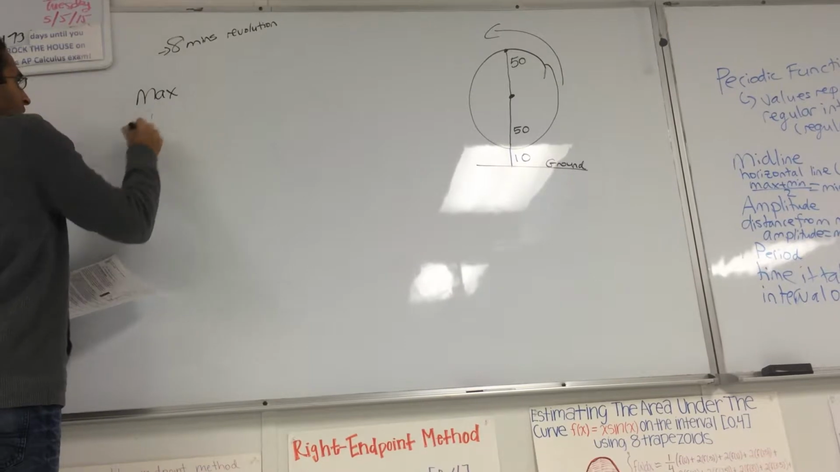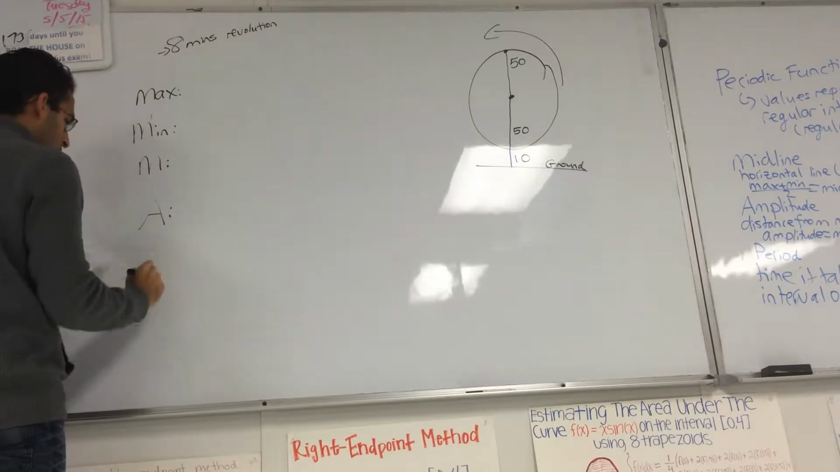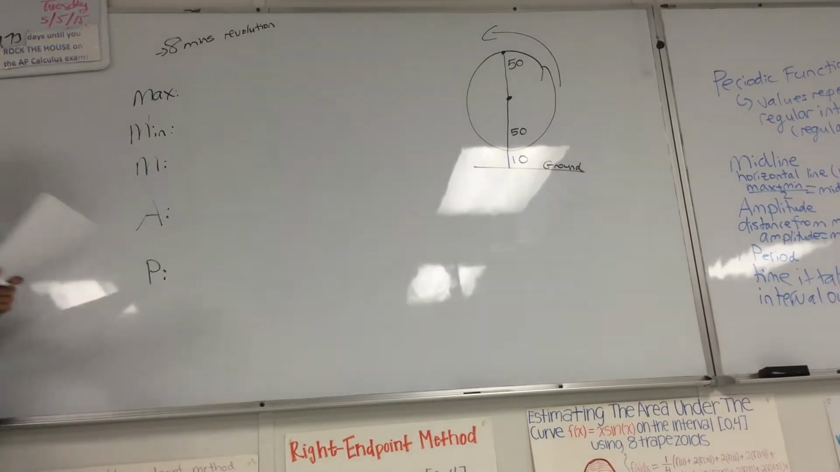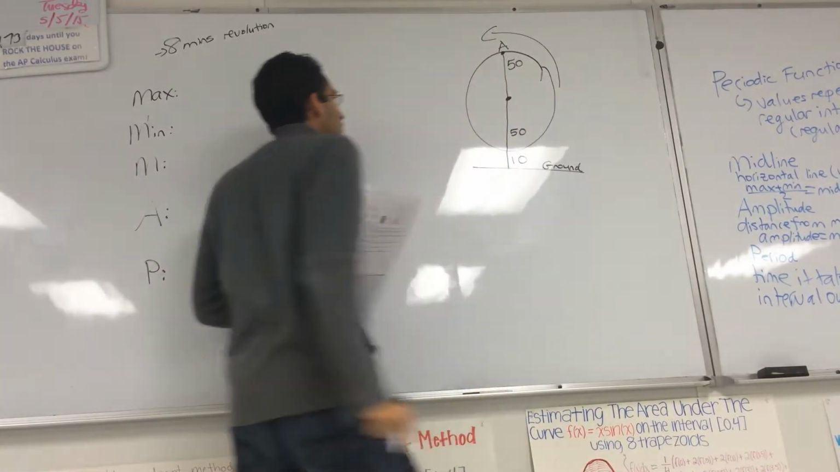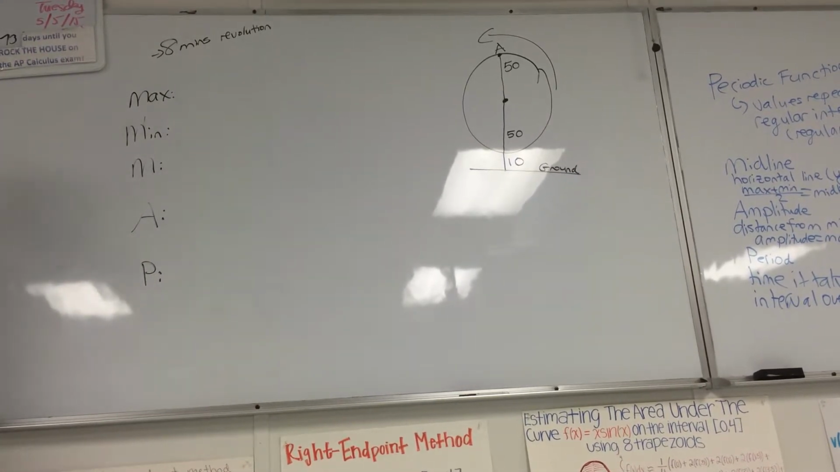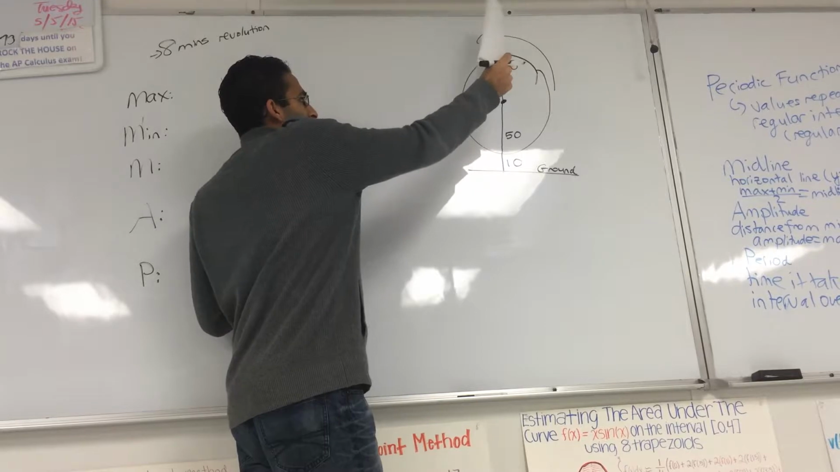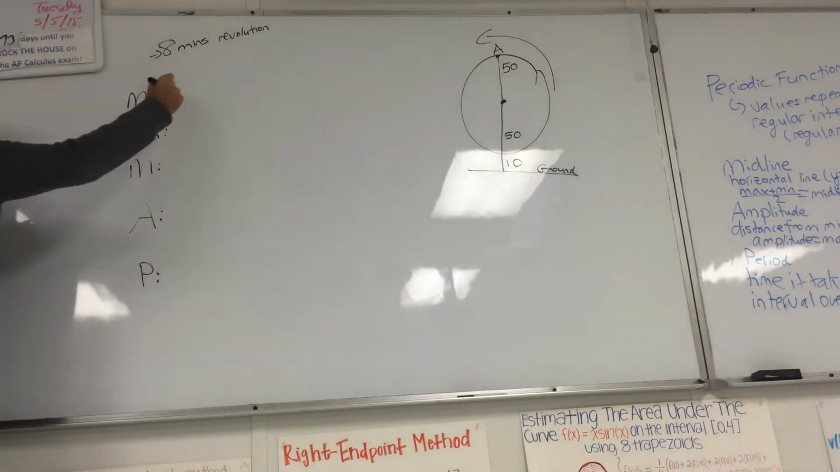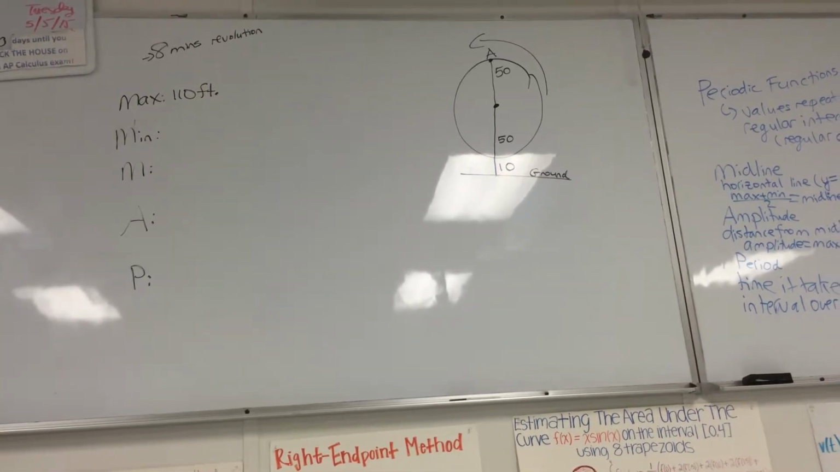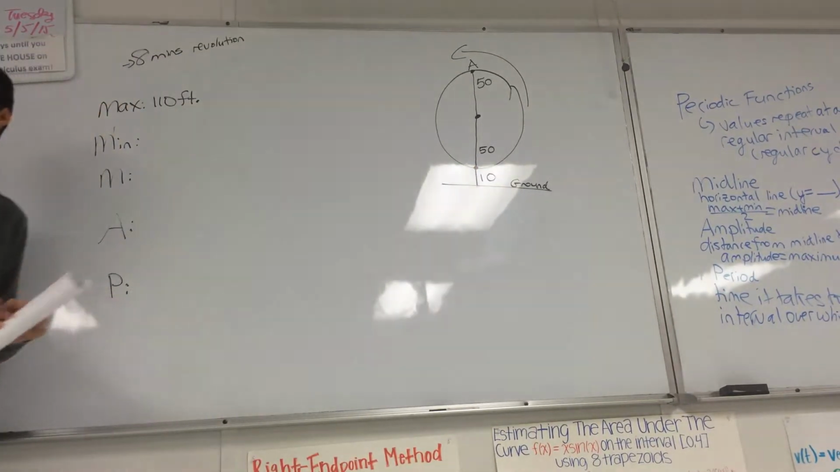I always like to start with the max and the min. Those are often easier. Often, not always. Okay. So I'm in car A, so I start off up here. The maximum height I could have is 110 feet off the ground. The 10 feet here, the 50 here, the 50 here. I can't go any higher than 110. So my maximum height would be 110 feet. My minimum height, in other words, when I get down here, will be 10 feet.